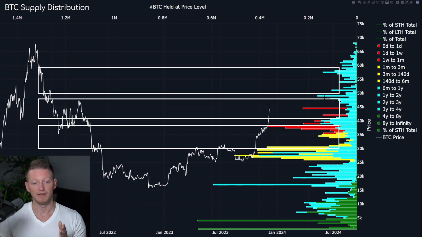But if we do have some nice support zones below us at 40K and then at 30K. After that, then you're looking at back down here to 24, 25K again. So it's just taking the entire picture of what's happening on the network and understanding where your various support and resistance levels are going to be.